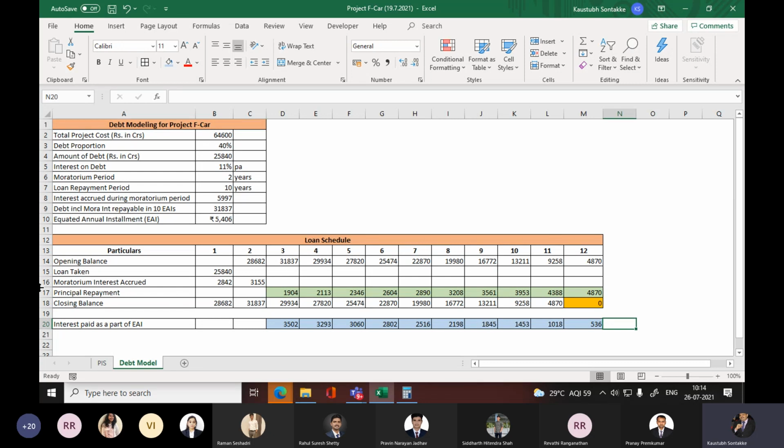But the principal row will go in your balance sheet liability side. Sorry, it is B18, the closing balance. How is your loan every year? First year loan is 28,682, second year is 31,837, and then you start repaying from year 3, 4, and how it becomes zero. This entire closing balance will go into the balance sheet liability side as your debt component. So this is how we prepare the loan schedule. You can ask your questions if any.